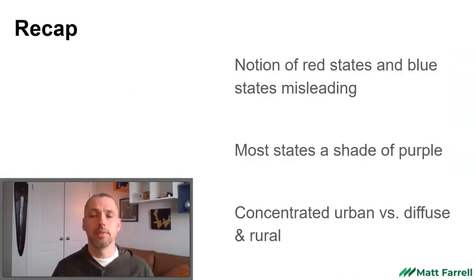So just to recap, the notion of red states and blue states might not be that accurate. Most states represent a shade of purple. They are an almost equal balance of Republican and Democratic voters. Now, the big difference here is the geographic distribution. A lot of the Democratic votes tend to be clustered in large urban areas, whereas the Republican votes tend to be spread out in more sparsely populated rural areas.